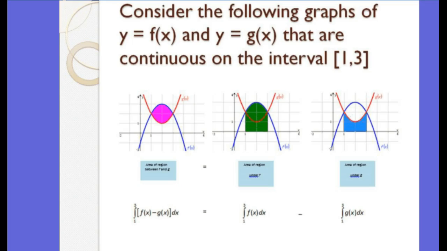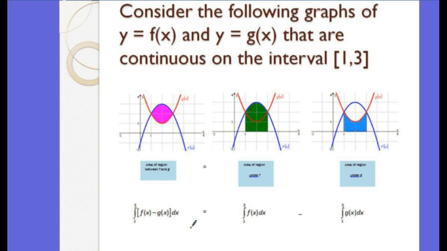Okay, so consider the following graphs, and we have f of x and g of x on each one. They're continuous for each graph between 1 and 3, but what you're seeing is how the areas are different. The first graph is the area between the two curves. That purple area is the area between f and g. That's represented by the integral from 1 to 3 of f of x minus g of x dx.